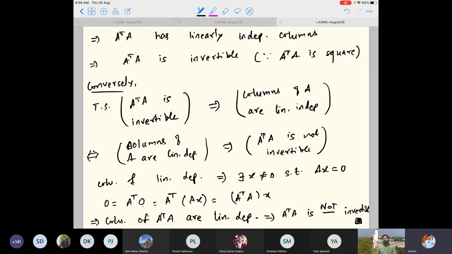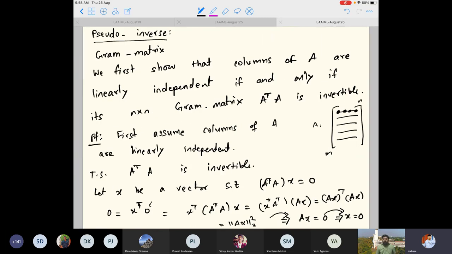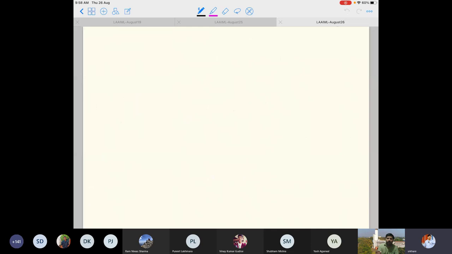So this kind of completes the proof, right? What is the proof that we did? We first showed that the columns of A are linearly independent if and only if the n by n gram matrix is invertible. Once you know the invertibility of the gram matrix, then what is really going to happen? Just one minute extra. I know the time is up, but only one minute extra.